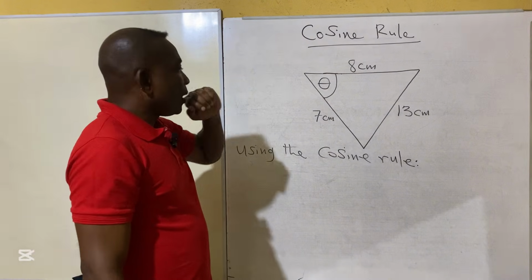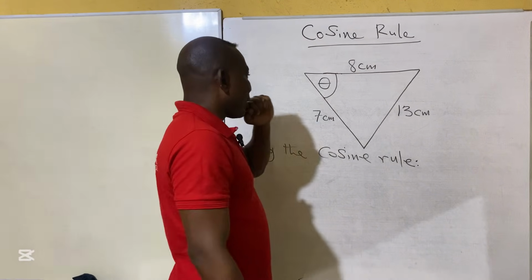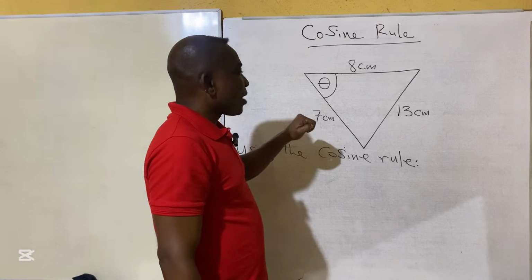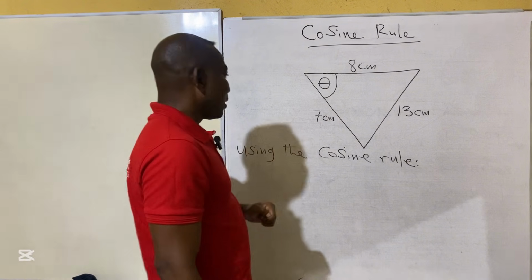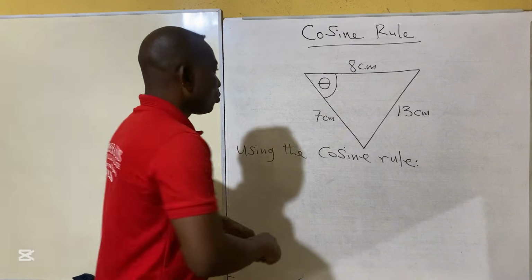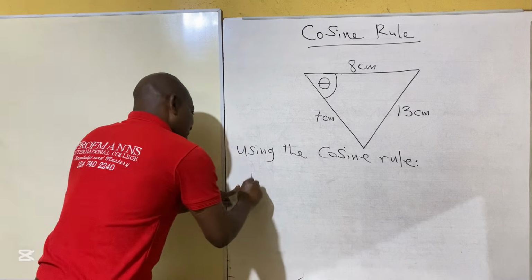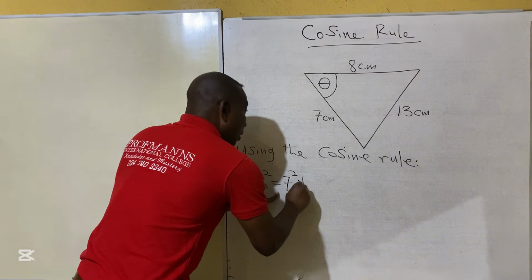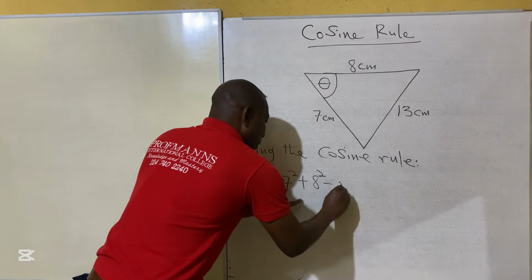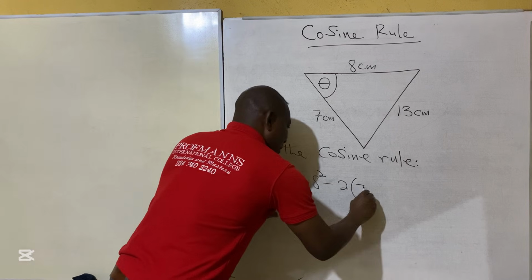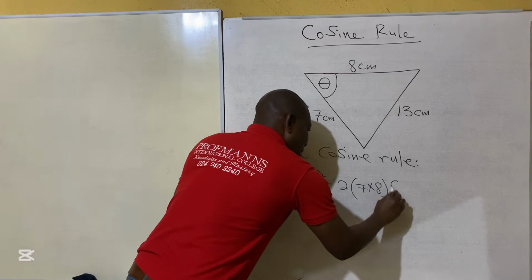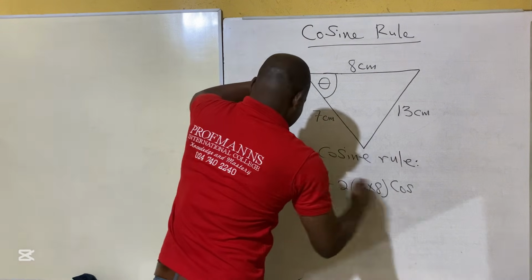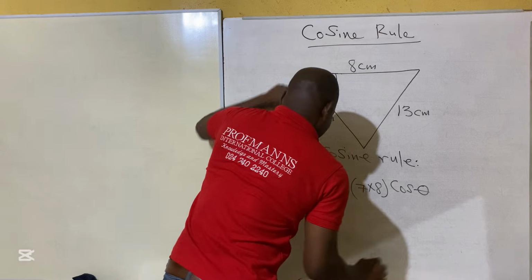Example number 2. Here we have the three sides of the triangle, and one of the angles has not been given. So we are expected to calculate the angle theta. Using the cosine rule, it's still going to be 13 squared is equal to 7 squared plus 8 squared minus 2, then we multiply the 7 by the 8, then we have cos the angle opposite this 13, which is theta.